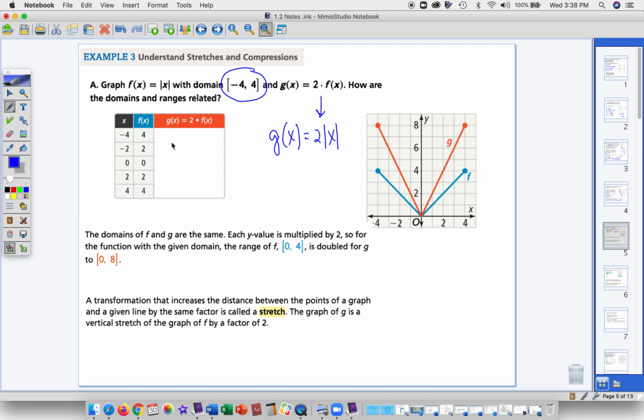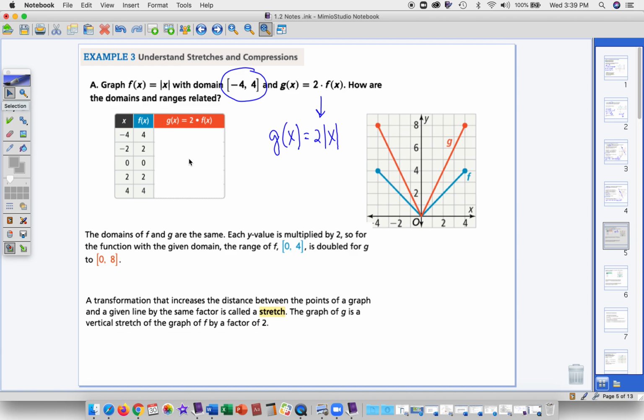Let's actually look at the coordinates. We have all the points, well, we skipped over some, negative 4 to 4, but we have negative 2, 0, 2, 4. The y values that go along with that graph, again, this is from the blue graph, so at negative 4 we have 4, negative 2 we have 2, 0, 2, and 4. For g of x, what we're going to do is take this column, all of the values of f of x, the y values, and multiply by 2.